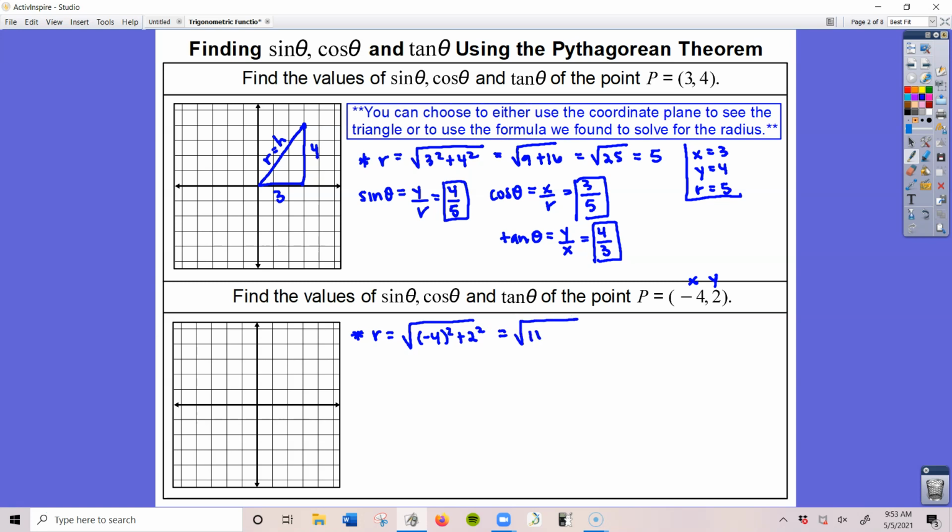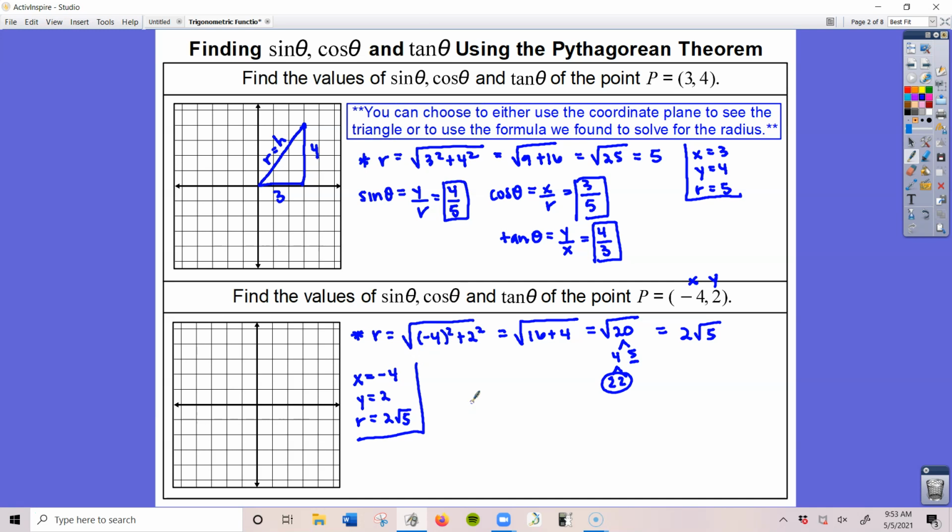-4 squared is 16 plus 2 squared, which is 4. 16 plus 4 is the square root of 20, which 20 can be broken down to 4 and 5. And then the 4 can be broken down to 2 and 2. So this will be simplified to 2 square root of 5, since the 5 was left over. So now I'm going to create my little chart here. So x is -4, y is 2, and r is equal to 2 square root of 5.